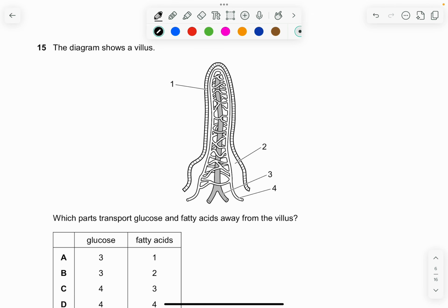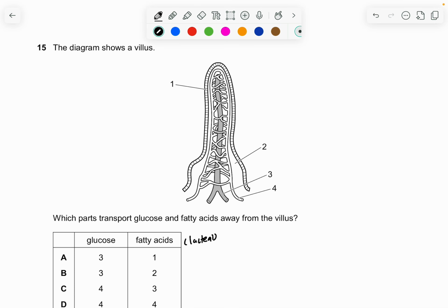Question 15. The diagram shows the villus. Okay, which part is the transport of glucose and fatty acids away from the villus? So if you're a bit confused with the parts suddenly, what I can suggest is to start with the fatty acids, because fatty acid is quite simple and we know that it's actually the lacteal, right? So the lacteal is actually here. So the lacteal is a very significant portion.